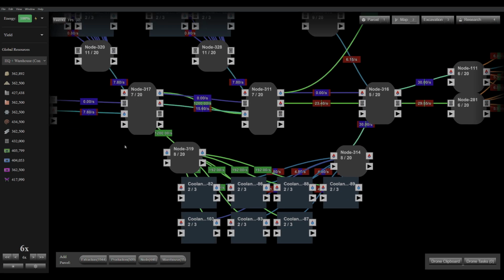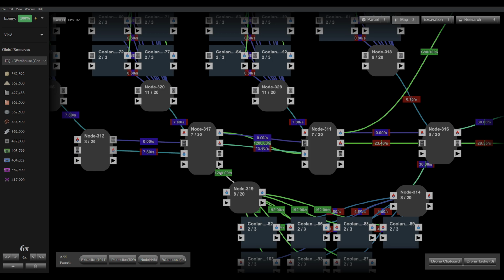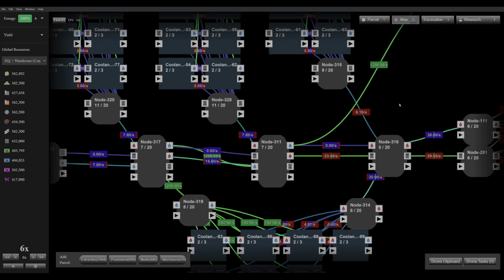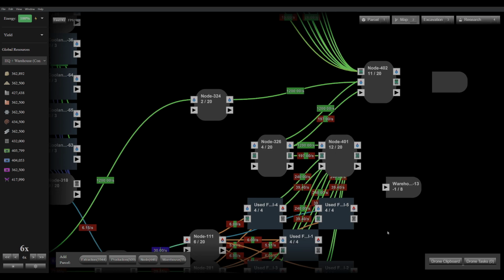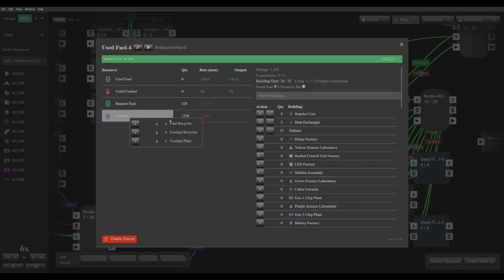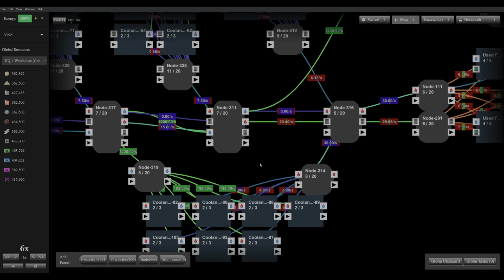So down here is the used coolant. I am pulling 30 and I am using 30 to make 1200 coolant, which then gets routed up back through and recycled back into the reactors. I need 1200 because we take 240 times 5 and that gives us 1200. So I am keeping up on coolant there with no problem with just the used coolant.